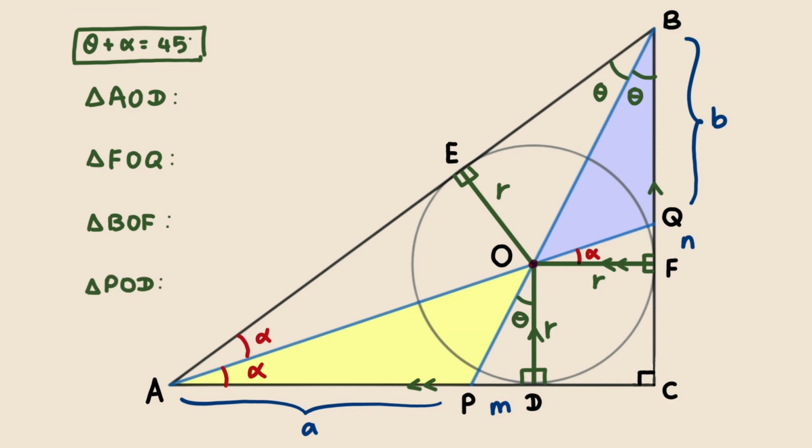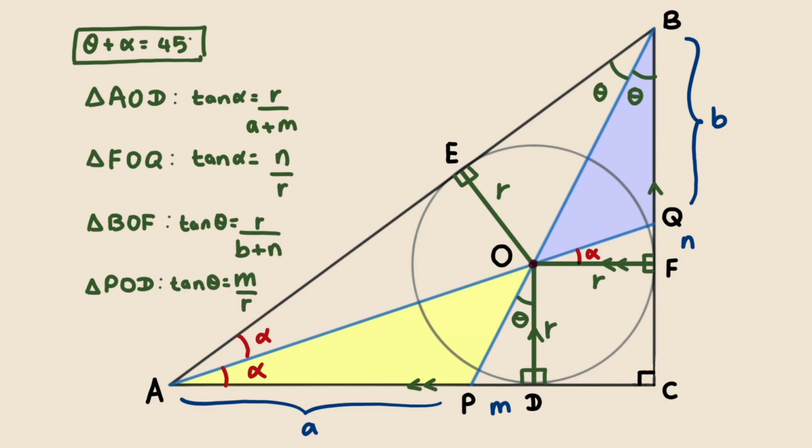Now in the triangle AOD, the value of tan alpha is going to be equal to r upon A plus M, and in the triangle FOQ, the value of tan alpha is going to be equal to N upon r. Now in the right angle triangle BOF, the value of tan theta is going to be equal to r upon N plus B. And now finally in the right angle triangle POD, the value of tan theta is going to be equal to M upon r.